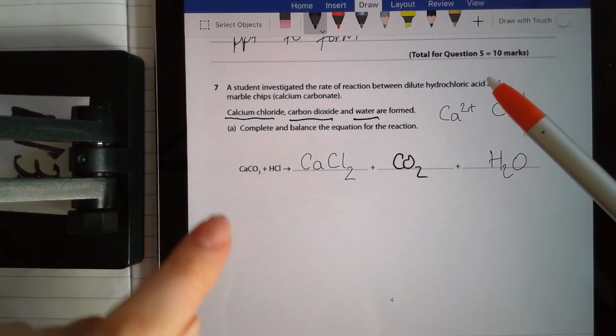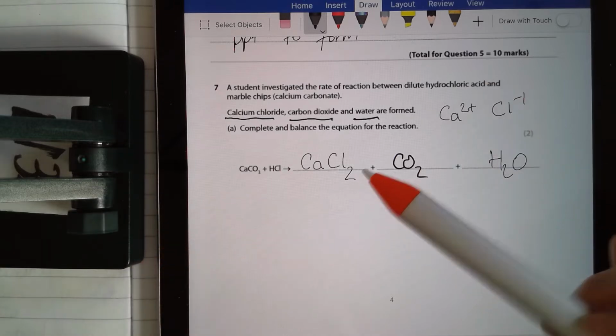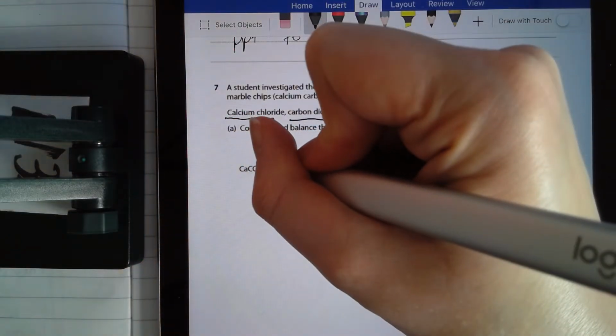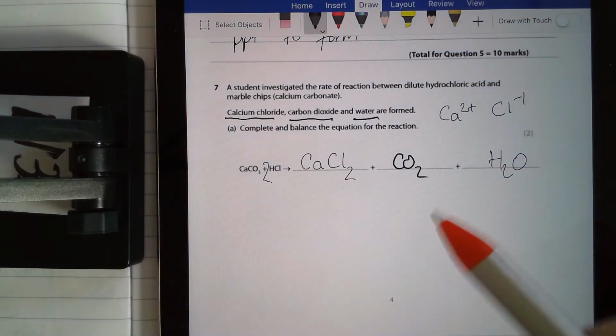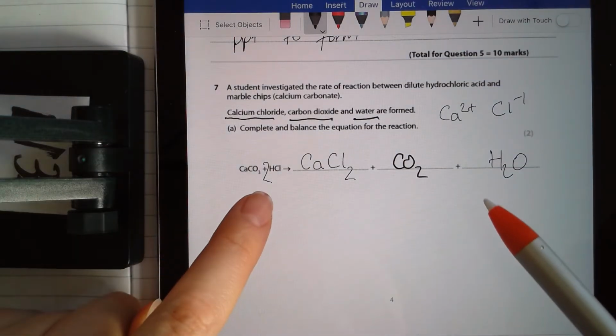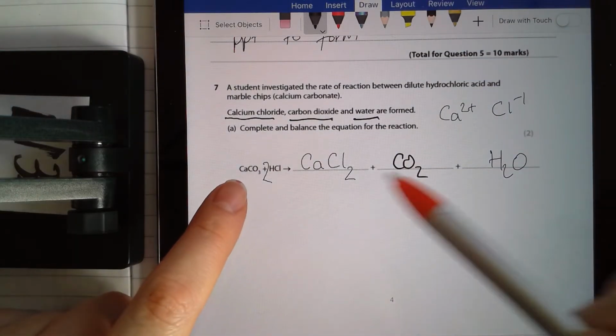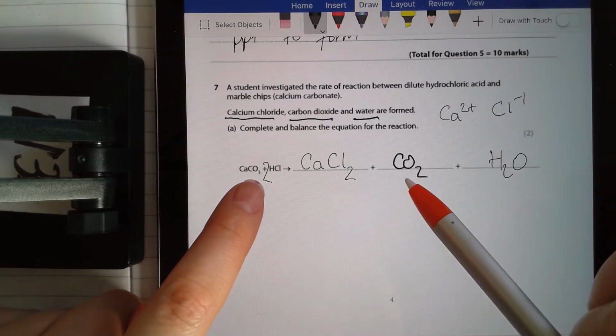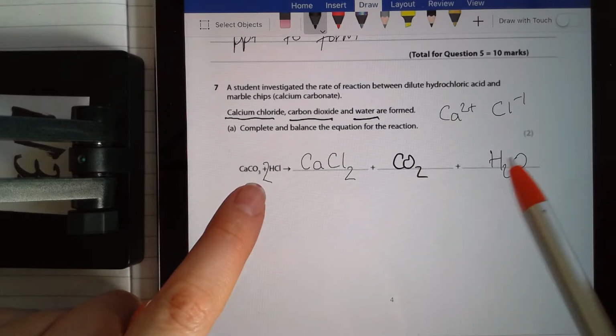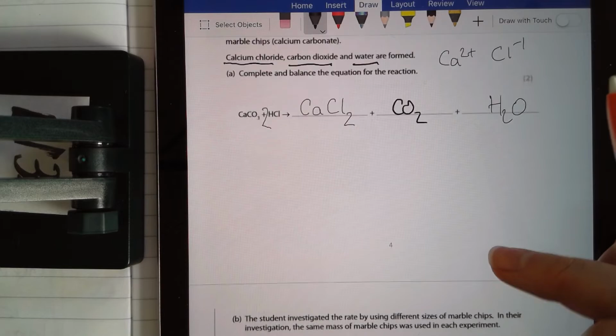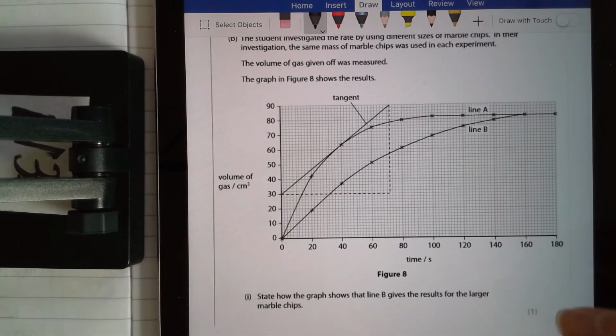So if I have a look at how I'm going to balancing it, straight away I can see I've got 2 chlorines on this side. I've only got 1 on this side, so I'm going to need to put a 2 there. And then if I've done that, I've got 2 hydrogens, I've got 1 calcium, 1 carbon, 1 carbon, 3 oxygens, and 1, 2, 3 oxygens. It is now balanced. 2 marks if you got that balanced.